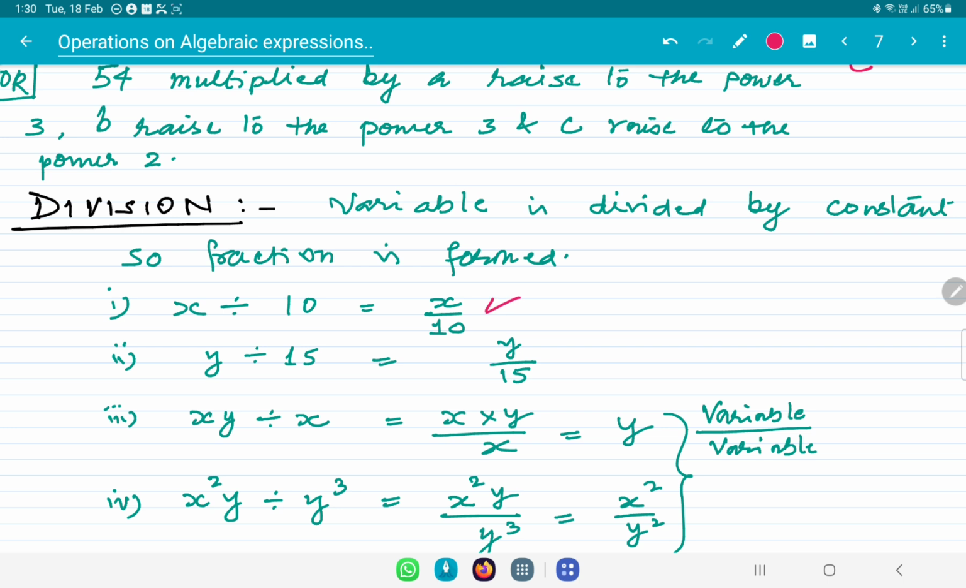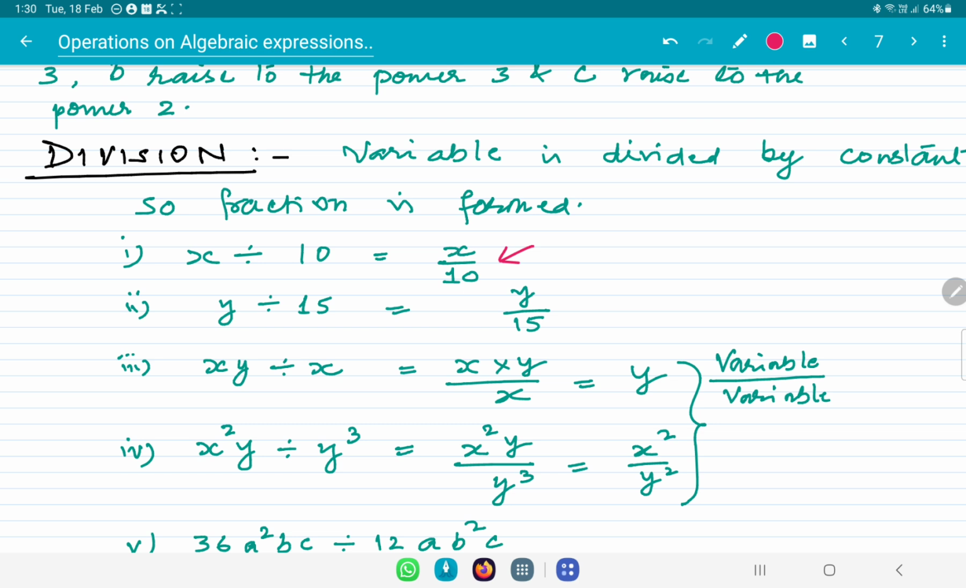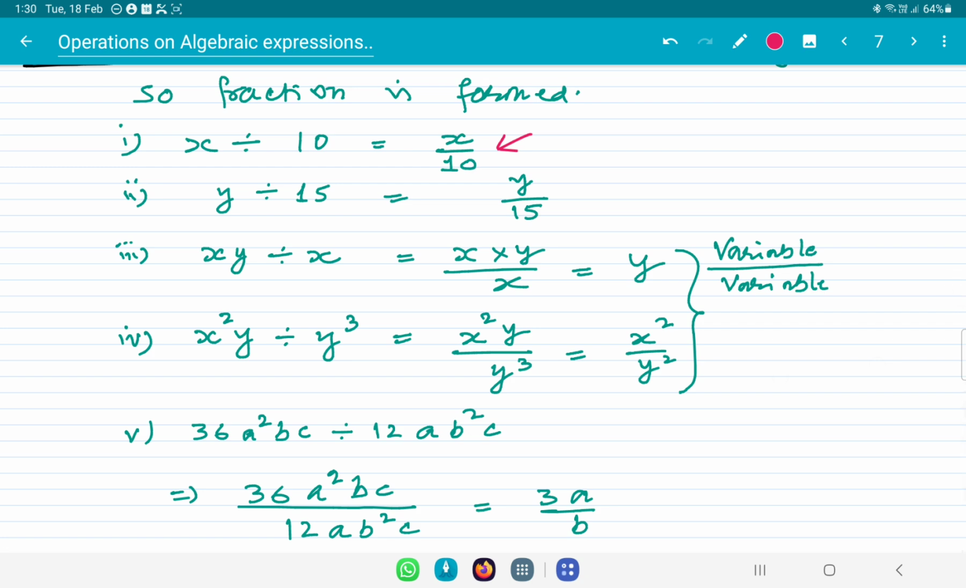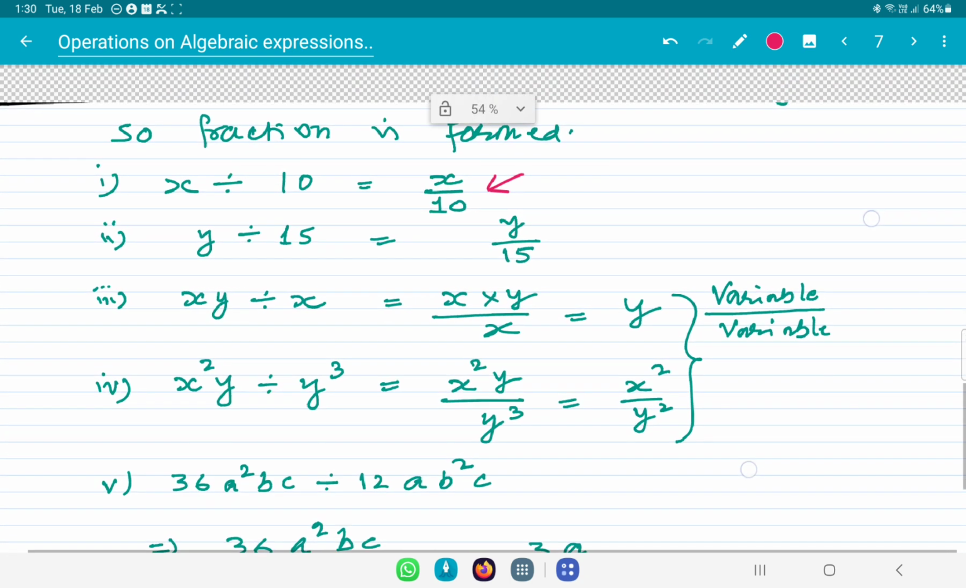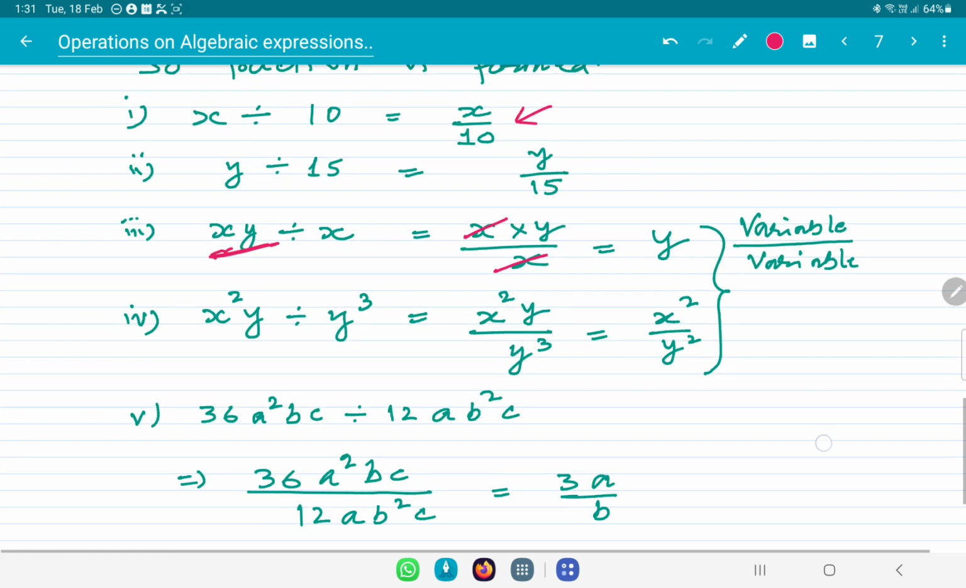So like this, and reverse also, by putting different values of variables. So x divided by 10 is x by 10, y divided by 15 is y by 15. Here you can see easily how to write terms in division. xy divided by x. So xy means x multiplied by y, divided by x. So here you can see easily that x and x will cancel, so we get y. Okay.